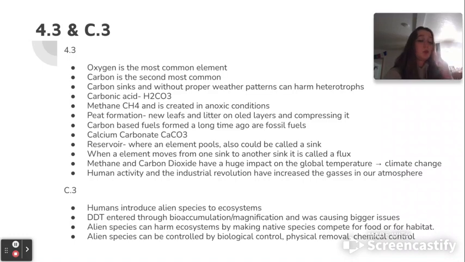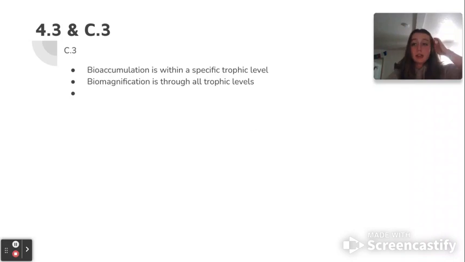DDT was used during the World War, and it entered through bioaccumulation and magnification, and it was causing bigger issues than we actually realized. It was going through more of the ecosystem than we ever realized. Alien species can harm ecosystems by making native species compete for food or habitat that they previously had to themselves. Alien species can be controlled by biological control, physical removal, and chemical control. That's how you would get rid of them.